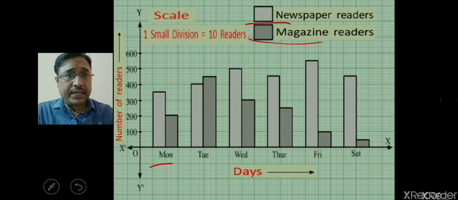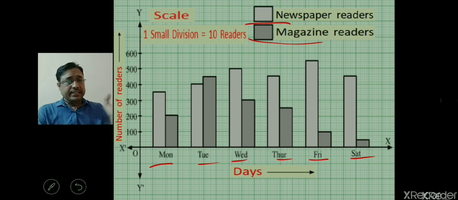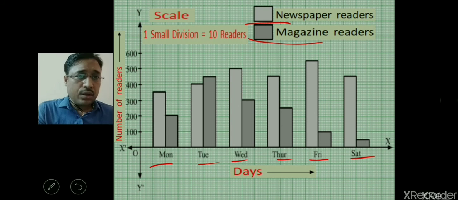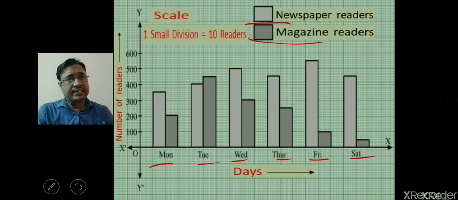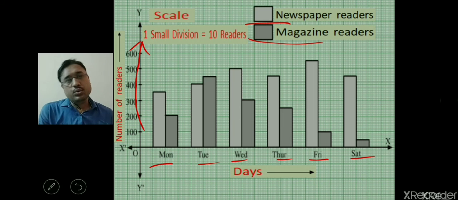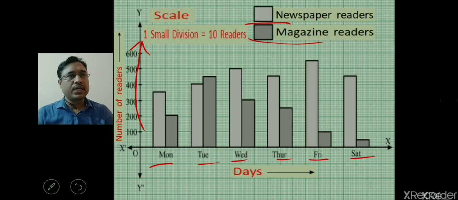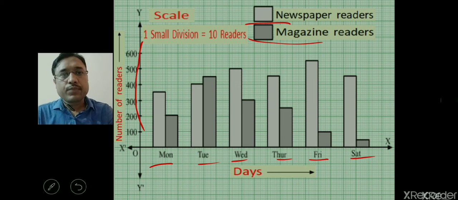That means Monday, Tuesday, Wednesday, Thursday, Friday, and Saturday, the 6 days of the week. These are the data items, and for these data items only, the numerical data is shown on this y-axis. You can see this is the y-axis, which shows the numerical data related to the data items shown on the x-axis. Means Monday, Tuesday, Wednesday, all these days, whatever related data they have, will be shown.